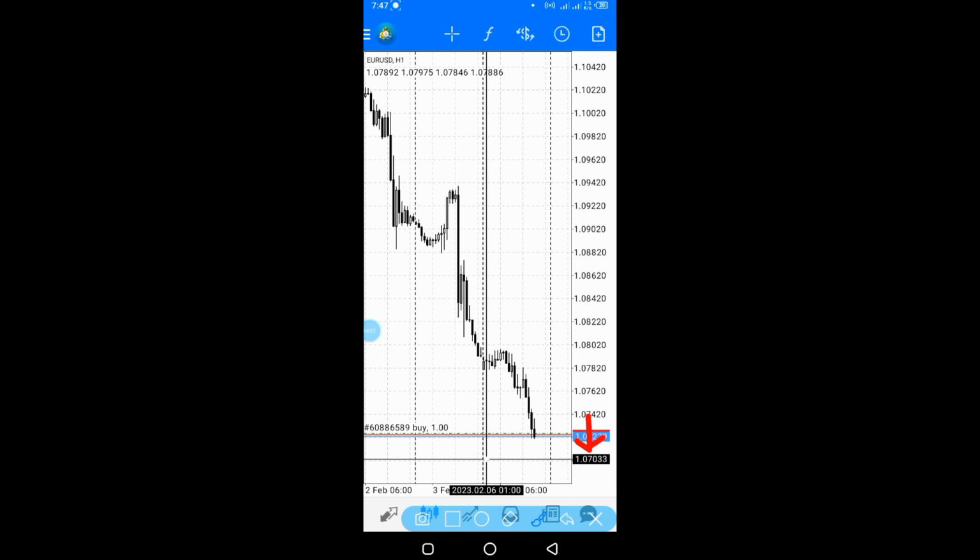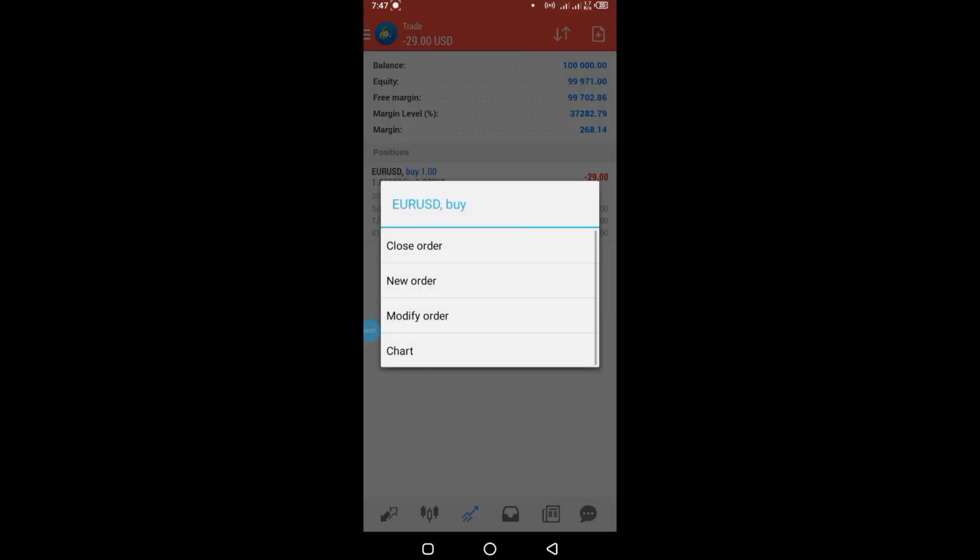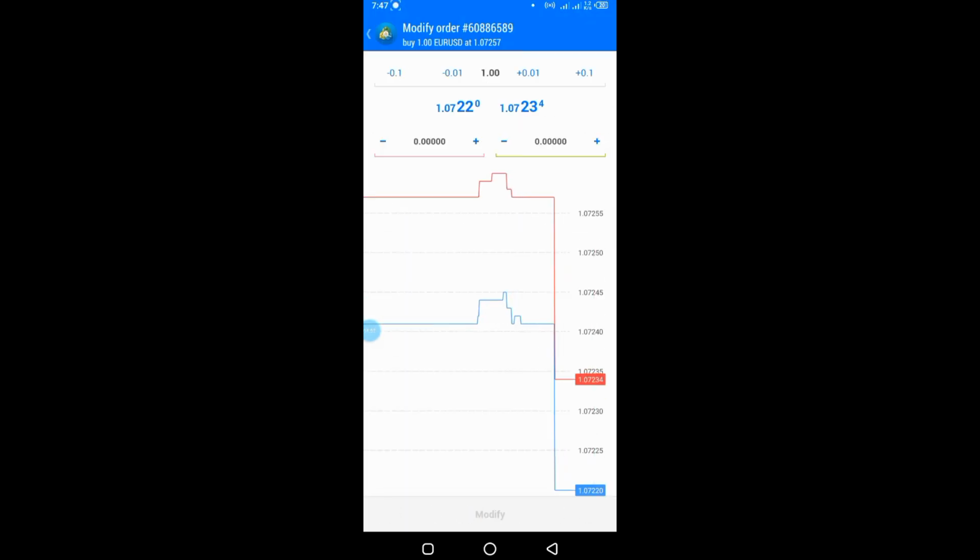1.07033. How am I going to do that? I'm going to go back into my trades, which is the trading dashboard, this one. I press on that like this, then I long press on that. Then I have what we call the closing order. I don't want to close, I don't want to place a new order, I just want to modify my order. You press there, and once you press there, you will be taken to this part.